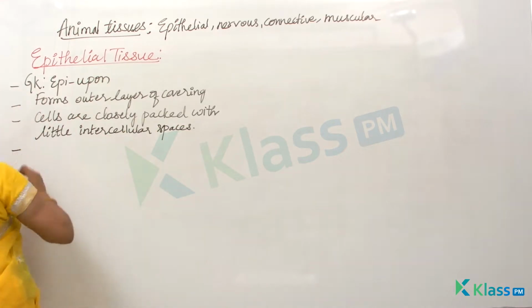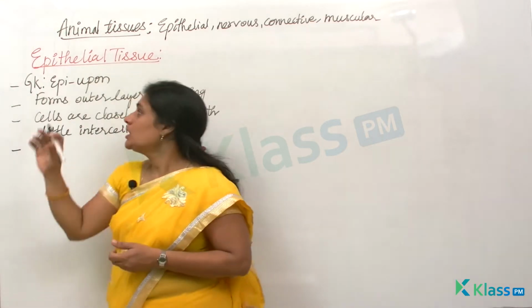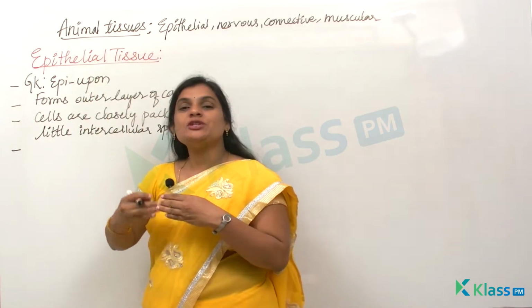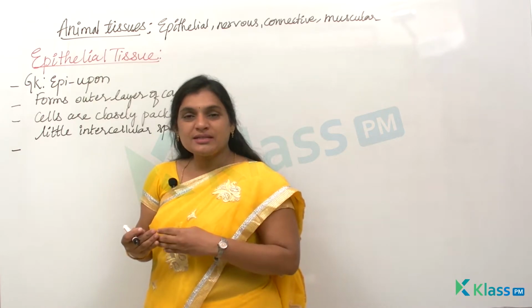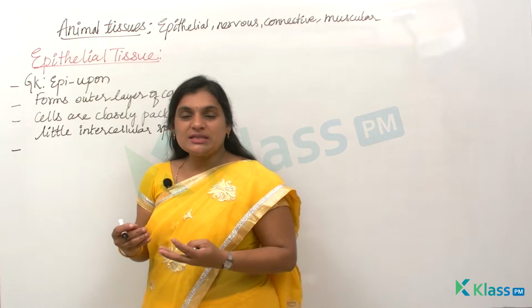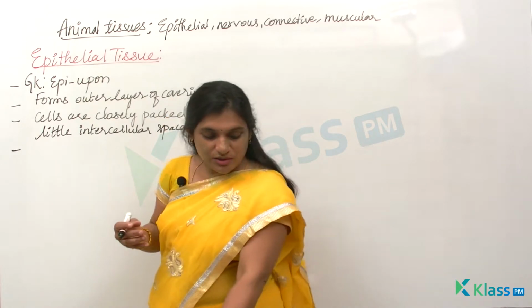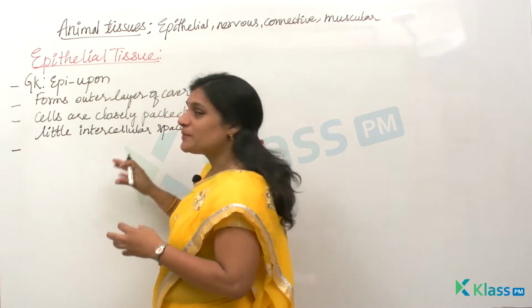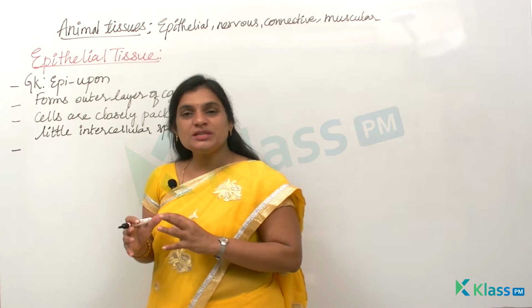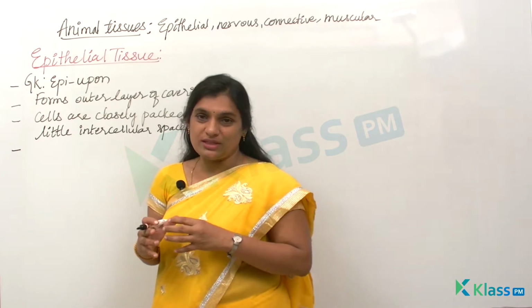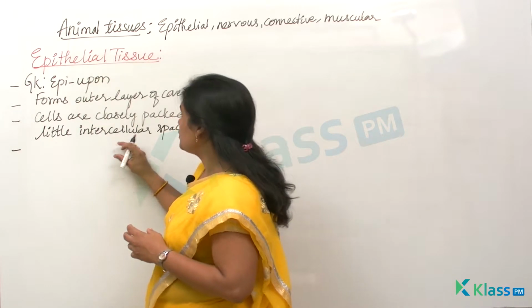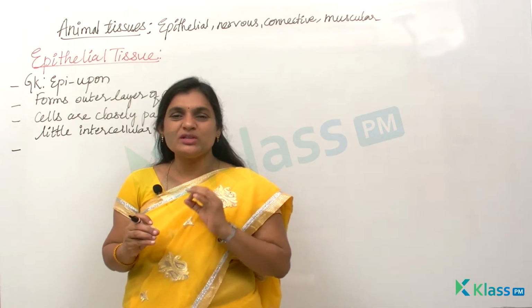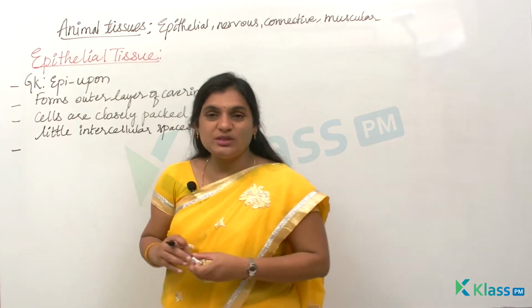As discussed, in the Greek language epi means upon. That means this tissue is present upon the surface of the skin. It acts as a protective coating around the various internal organs, and also forms the surface of the skin over your mouth and alimentary canal. We know that tissue is nothing but a group of cells. The cells in this tissue are usually packed with very small intercellular spaces between them.